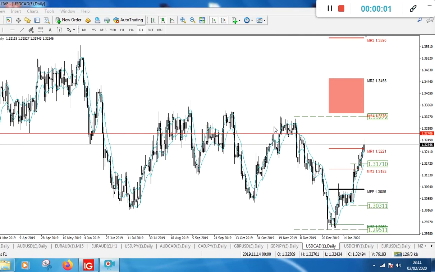Okay guys, this was a weekly swing trading analysis of the Aussie dollar, Euro dollar, US dollar against Canadian dollar, dollar yen and cable. I hope you enjoyed it and found this helpful.